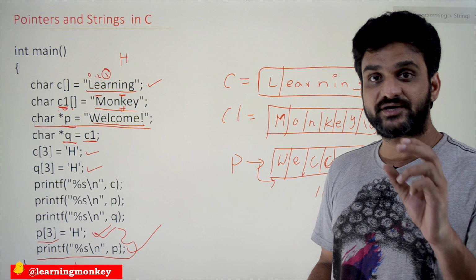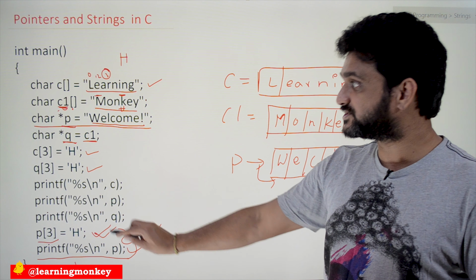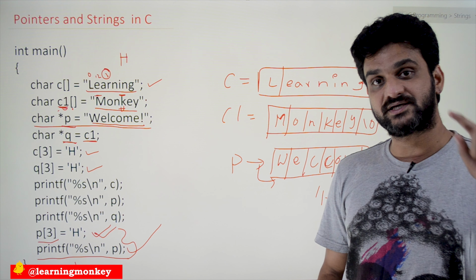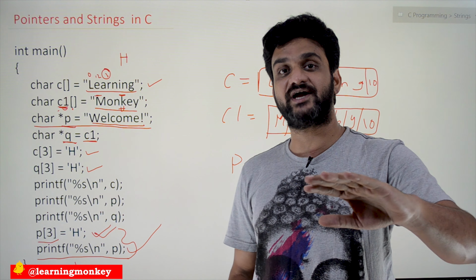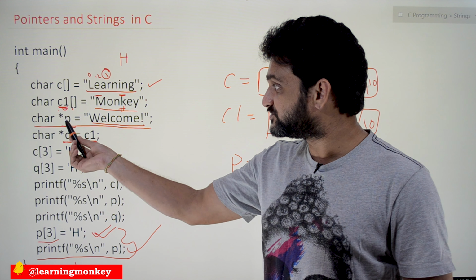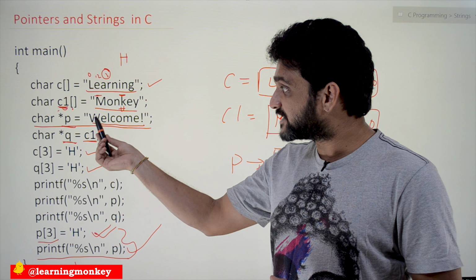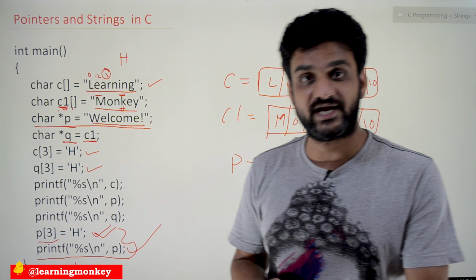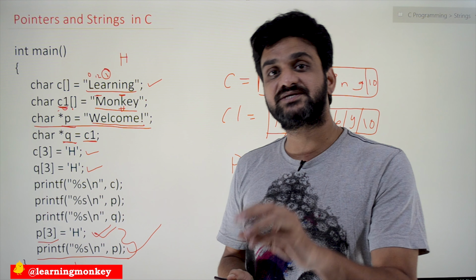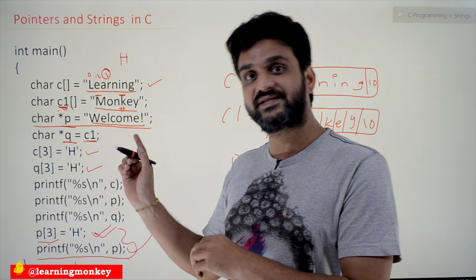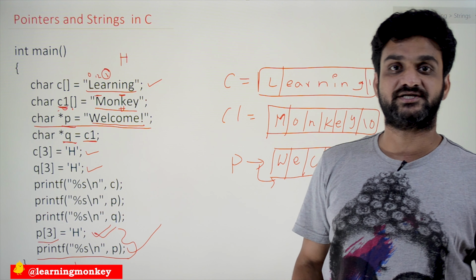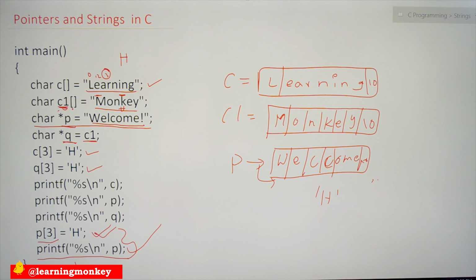This is a very important point to understand. Character arrays can be modified, but string pointers cannot be modified. The characters within strings that pointers are assigned to cannot be modified. They can be accessed, we can print them, but we cannot modify them, and they act like a string constant. Let's try to execute that program and see how the output will be.